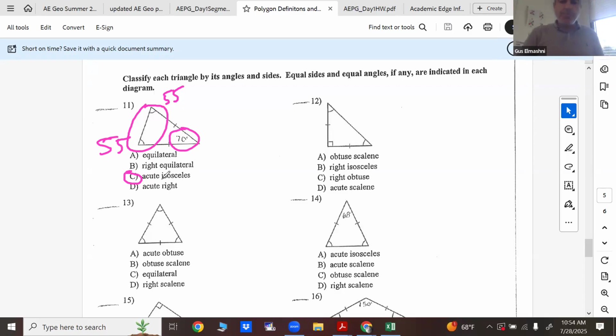So look at 12. I've got a right triangle. Are both sides the same? Do we have 2 identical sides? Yeah, so it's right isosceles. Yep. 13, everything's the same. It's equilateral. If that's 68, I got 112, so it's 56, 56. Very close, number 11. Actually, it's acute and isosceles.